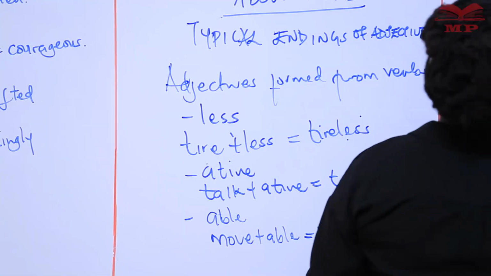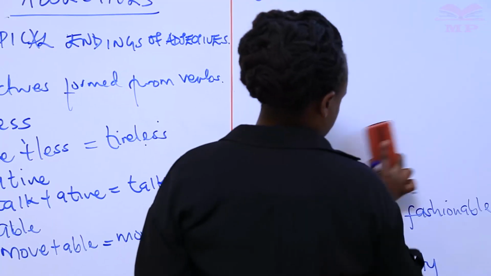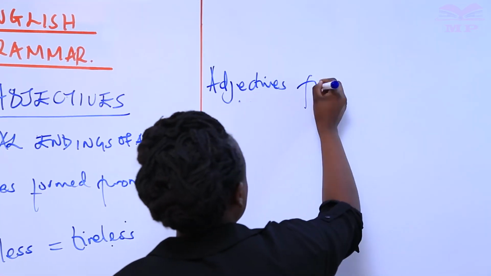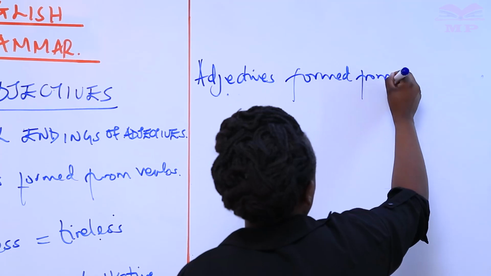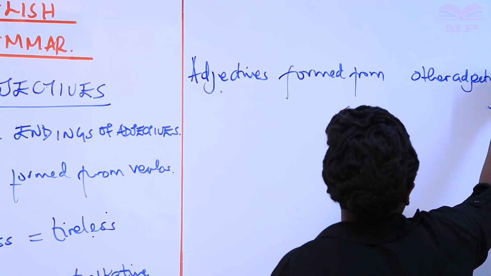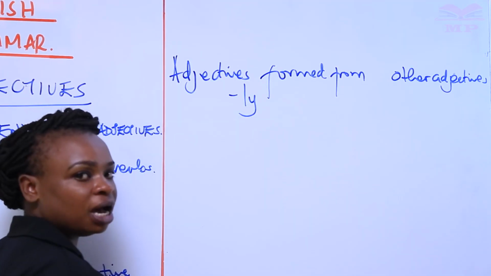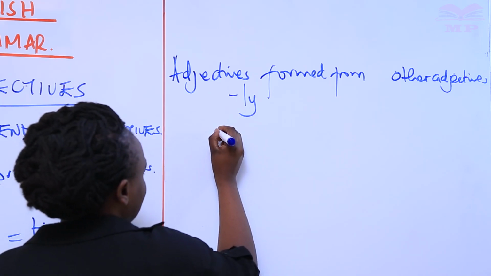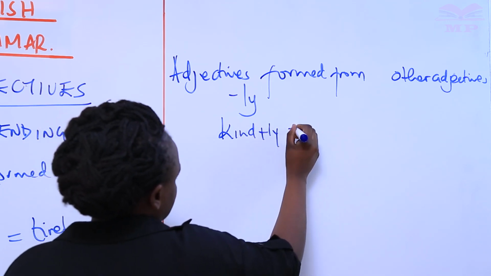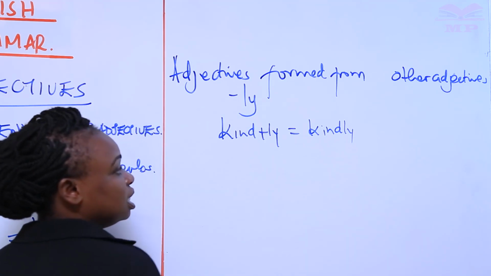Then we have adjectives formed from other adjectives, okay. For example, we have adjectives from other adjectives, so you add ly, so that you can have kind, kindly. It may look like an adverb, but also it can be used as an adjective.